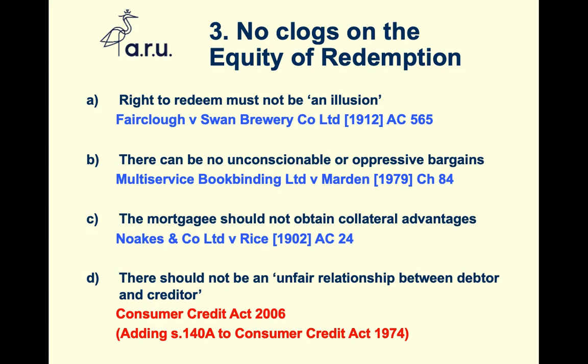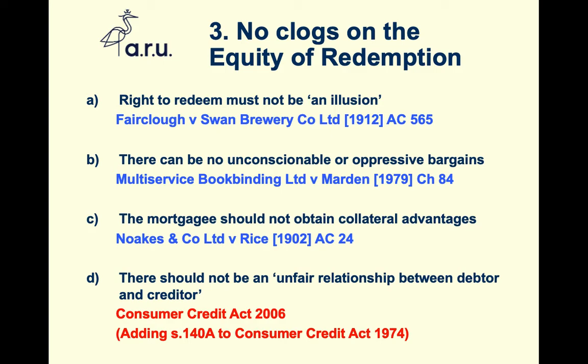The mortgagee should not obtain collateral advantages. So that's where the borrower would be gaining something else in addition to just the repayment of the debt and the interest payments. If there's some sort of additional tie or bind between the parties, that's not really what a mortgage is about. It's not a way to obtain loyalty or to further other business contracts. It's about land law, so it shouldn't be used in that way.